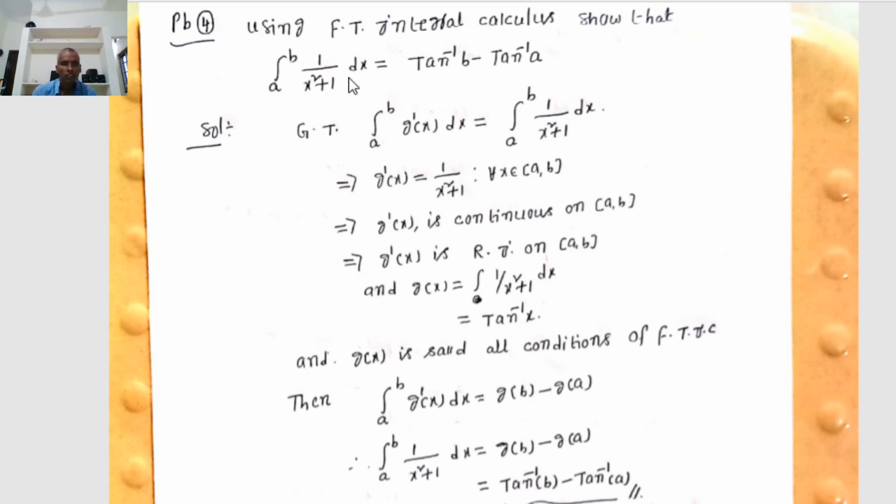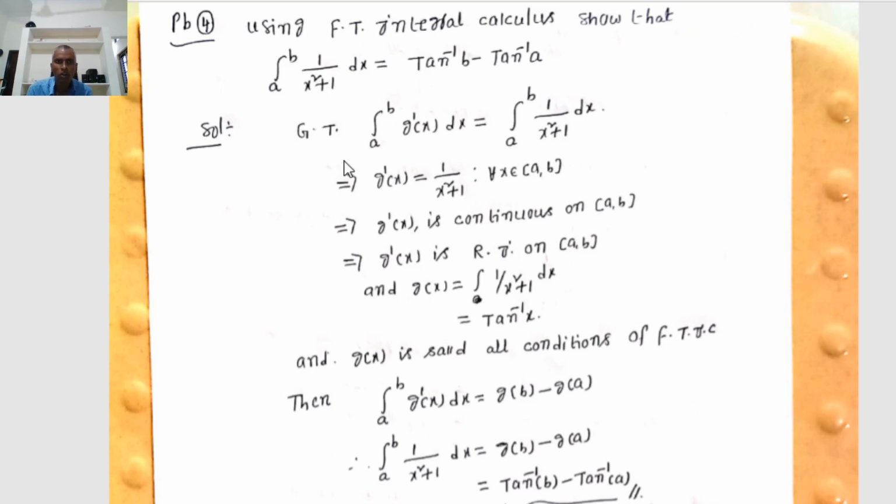Given that the given integrand can be compared to integration a to b g dash of x dx, that is, the given integration value is compared to integration a to b g dash of x dx, because we are using the fundamental theorem of integral calculus, where we have to find the integration value using the fundamental theorem of integral calculus.